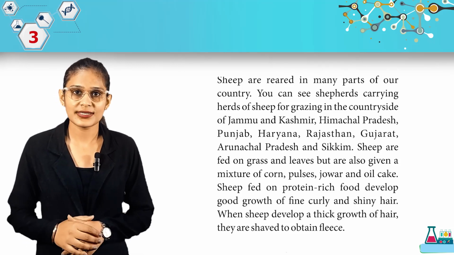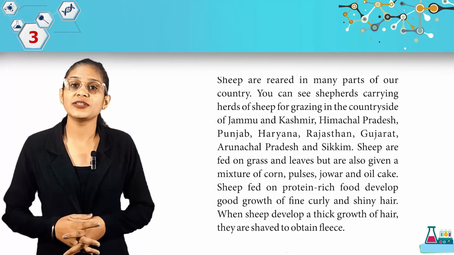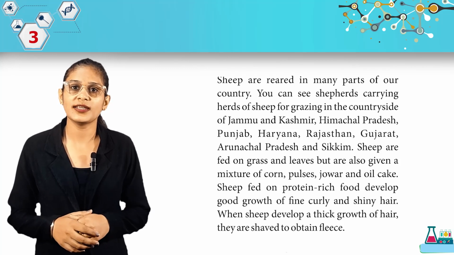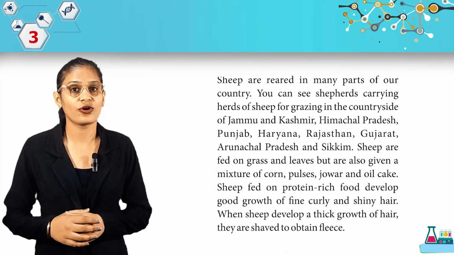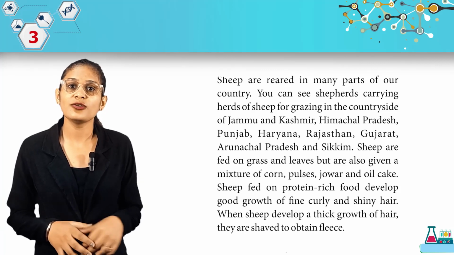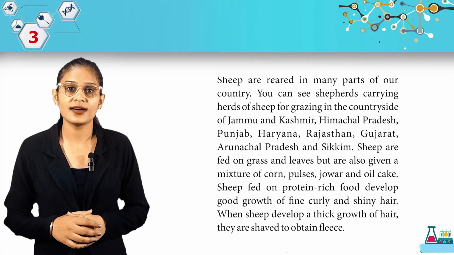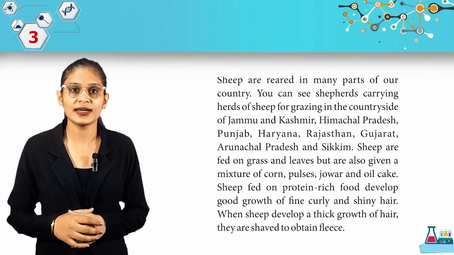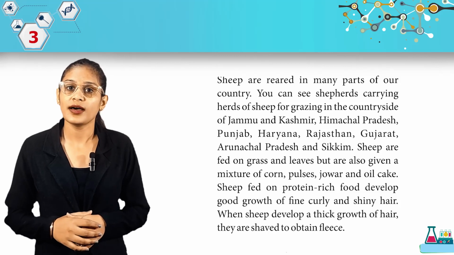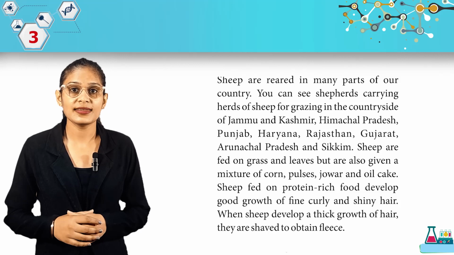Now let's discuss rearing and breeding of sheep. To obtain good quality of wool fiber, sheep with thick coat of soft underhair are selected for controlled breeding. Sheep are reared in many parts of our country. You can see shepherds carrying herds of sheep for grazing in the countryside of Jammu and Kashmir, Himachal Pradesh, Punjab, Haryana, Rajasthan, Gujarat, Arunachal Pradesh and Sikkim.